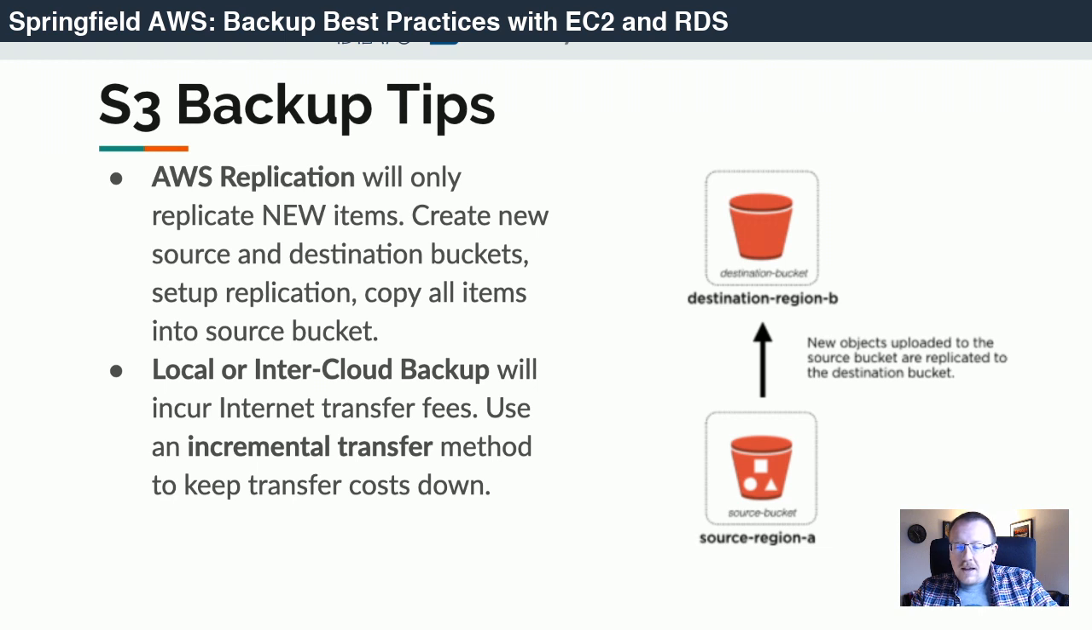Recap on the S3 side of things, a couple tips to take away from this talk would be what I pointed out. If you're using AWS replication, be aware that that will only replicate new items after you've set up replication. So we talked about creating a new source and destination bucket, setting up replication, and then copying all of the items into that source bucket. If you're using some sort of on-prem or intercloud backup to archive S3 data to another provider, just be aware that you're going to incur internet transfer fees. But if you use an incremental transfer method, you can keep your costs down.